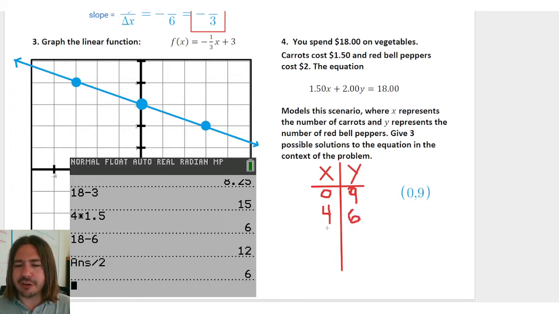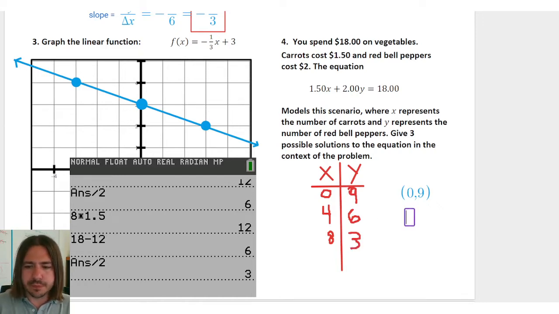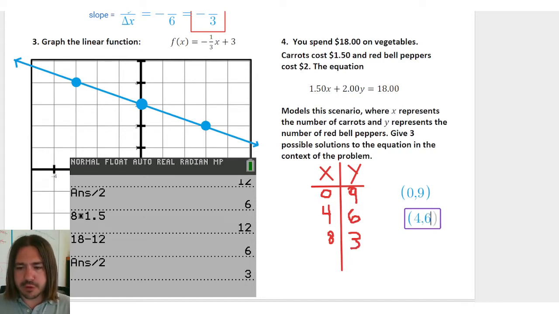And if I'm following this pattern, I'm going to expect that the next solution here is going to be 8 comma something. So if I plug in 8, and I do 8 times 1.50, that gives me 12. If I subtract that from the amount of money I spent, which is $18, that leaves me with $6. And since each bell pepper costs 2, if I divide by 2, that gives me 3 bell peppers. So 3 possible solutions here would be 0, 9, 4, 6, and 8, 3.